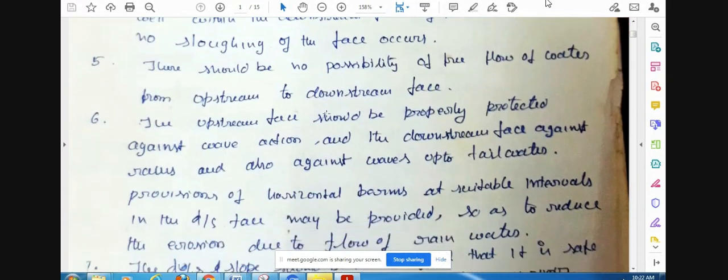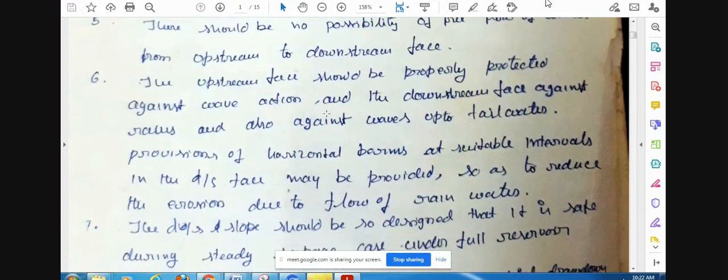Okay, and horizontal berms may be provided at suitable intervals in the downstream phase so as to reduce the erosion due to the flow of rainwater. So this I have also told yesterday, that berms on the downstream side will be provided to avoid this gully erosion on the downstream side.